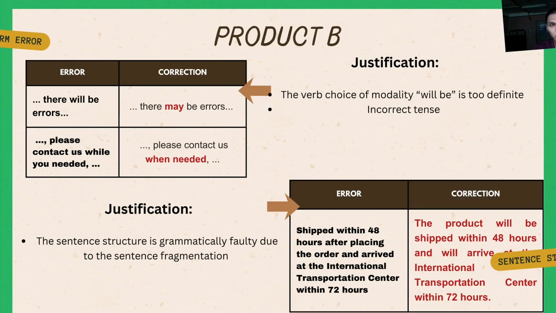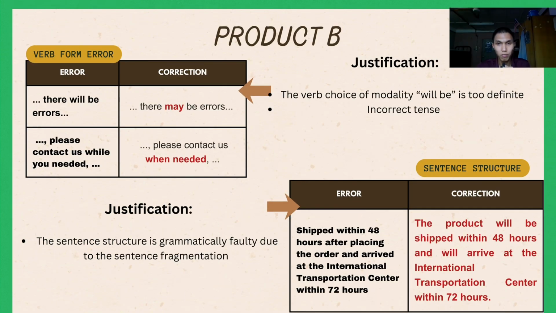Okay, moving on to the fourth error, which is the verb form. The first example is "there will be errors", which should be corrected to "there may be errors", because the modality "will be" is too definite and too strong for the measurement variation. The correction should be "there may be errors", as factory-made clothing rarely has errors. "There will be errors" is too definitive. It's a rare occurrence.